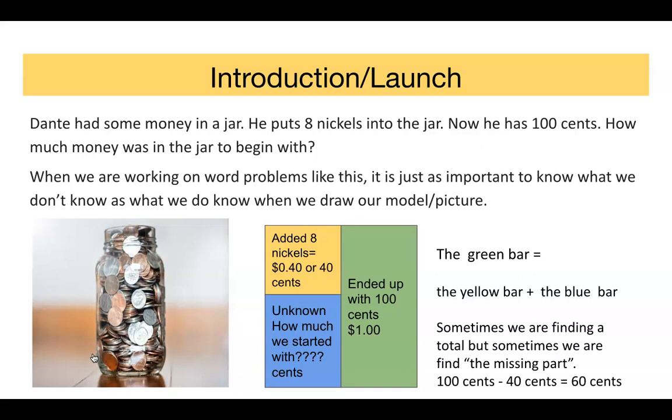So the green bar, the 100 cents, will equal the yellow bar, which is what was added, plus the blue bar, which is the unknown quantity, how much was in there to begin with. 100 cents minus 40 cents tells me there was 60 cents in there. Dante had 60 cents in the jar to begin with.